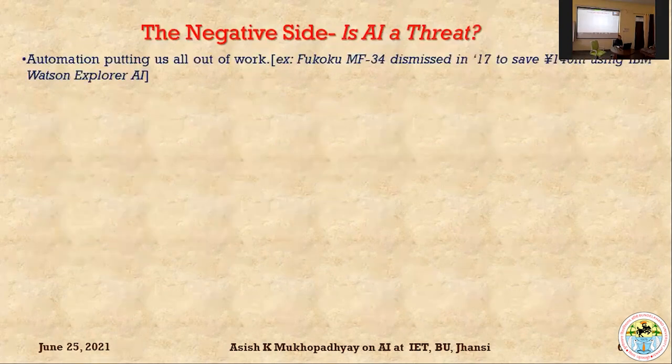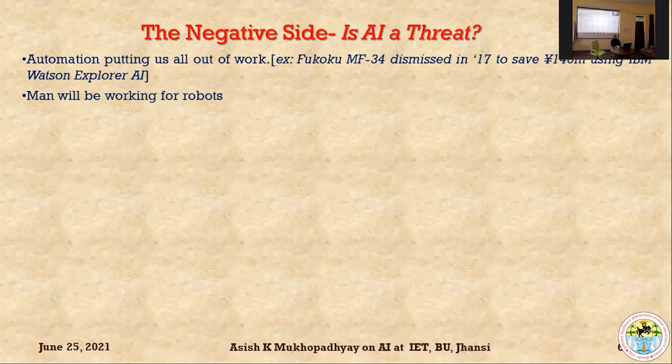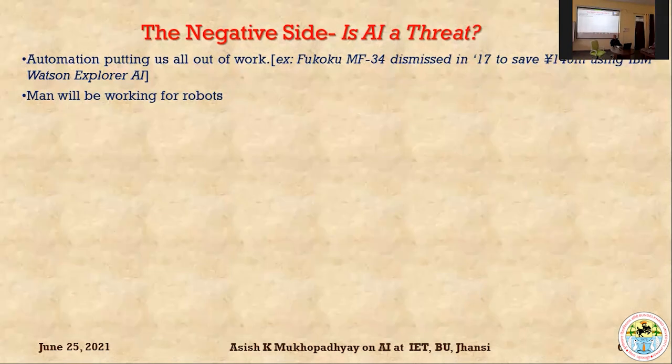Not that everything is positive. The negative side: automation taking away all our work. One insurance company, Fukoku Mutual Life in Japan, in January 2017, just to save money, saved 140 million yen by applying AI in their system, and they sacked 34 officers. So one negative side is that definitely it takes jobs.